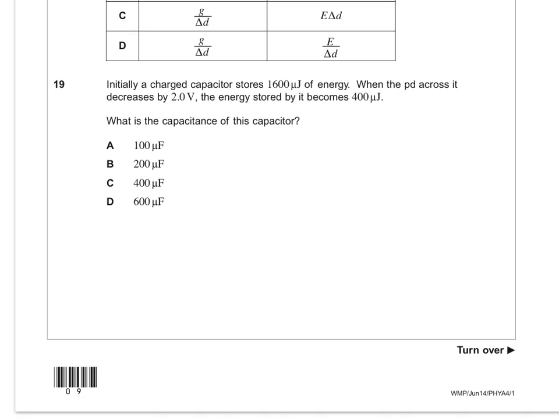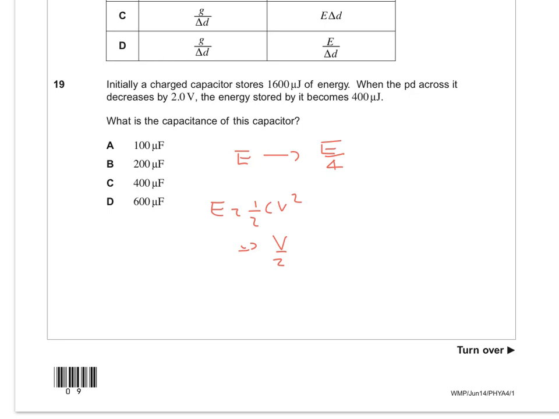Initially, a charged capacitor stores 1,600 microjoules of energy. When the PD across it decreases by 2 volts, the energy stored becomes 4. So what you notice is the energy has quartered here. So if we remember that energy is equal to half CV squared, so if the energy is quartered, that means that the potential difference has divided by 2, because then when you square it, you end up quartering.